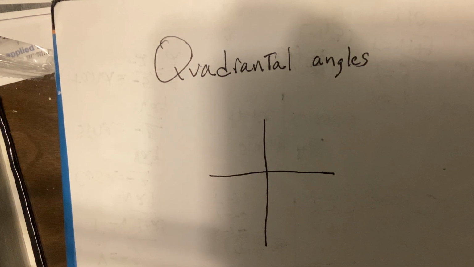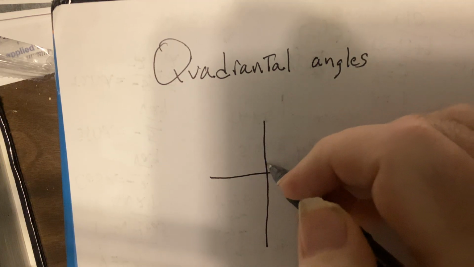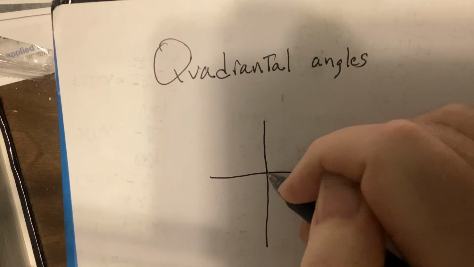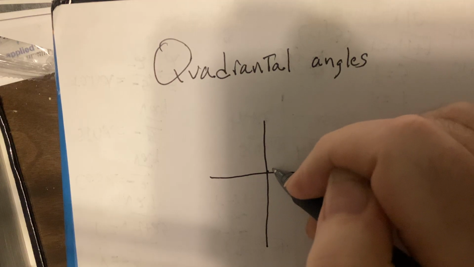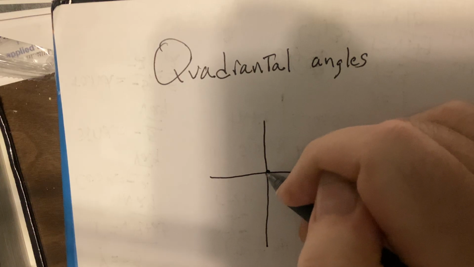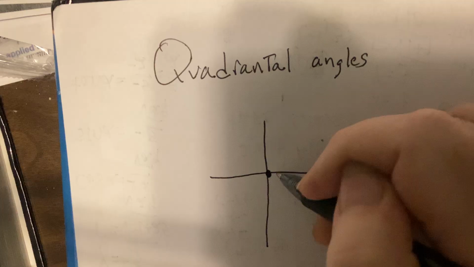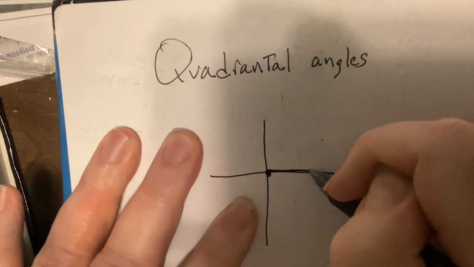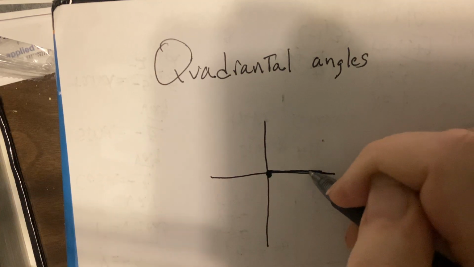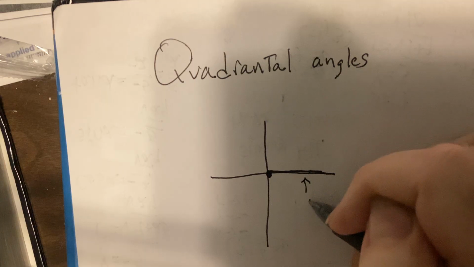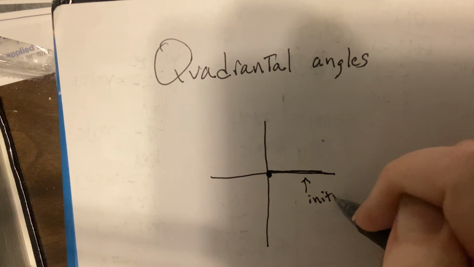So now we're moving on to what's called quadrantal angles. That's when we have an angle whose one side is called the initial side. That's the starting side. You put the vertex of the angle on the origin, and the initial side goes along the positive x-axis. That's the initial side.